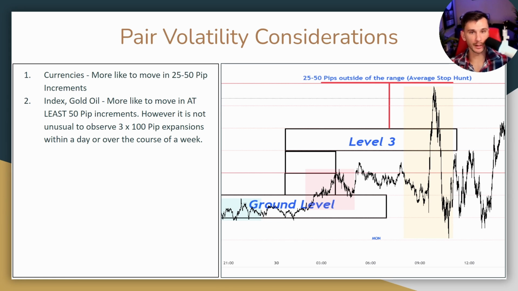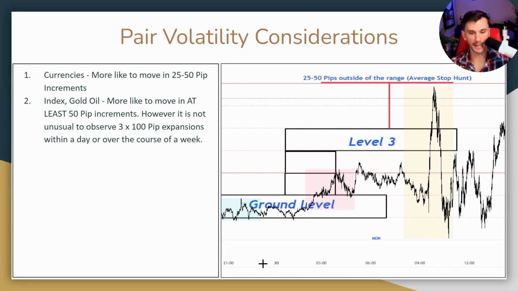If I have a currency pair where the volatility is much lower, I don't want to use levels of 50 because the average daily range might only be like 25 to 50 pips. That's not going to accurately measure your trade, right? With gold, oil, indexes, 50 pips minimum. However, it's not uncommon to see those things move in 100 pip increments. Currencies, 25 pips is fine. Some of the more volatile currency pairs will move in 50 pip increments.